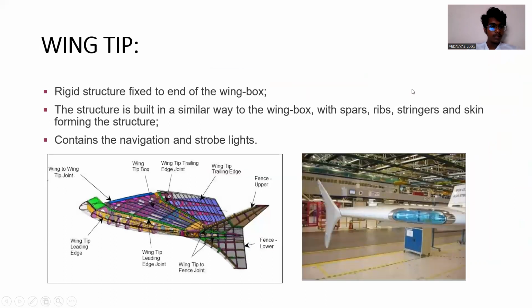Wingtip. So as we can see, it is a rigid structure fixed to the end of the wing box, and the structure is built in a similar way to the wing box with spars, ribs, and skin, forming the structure that contains the navigation and strobe lights.